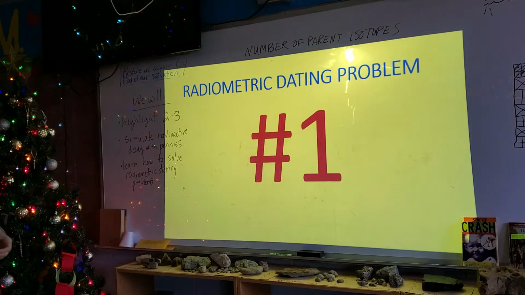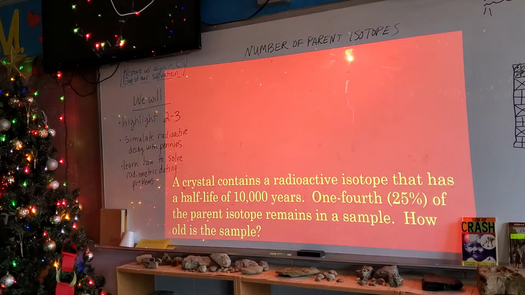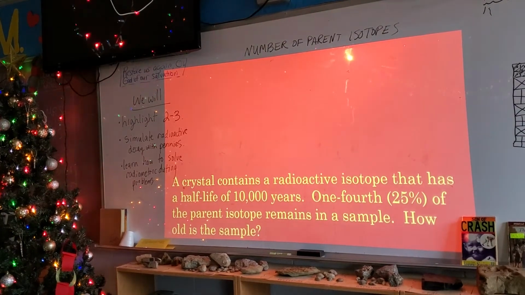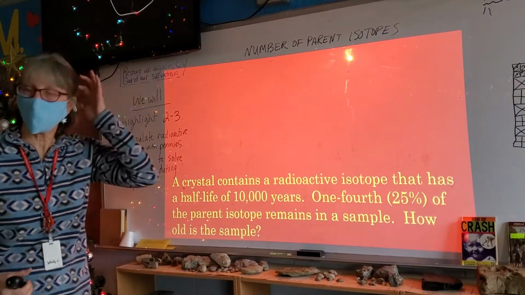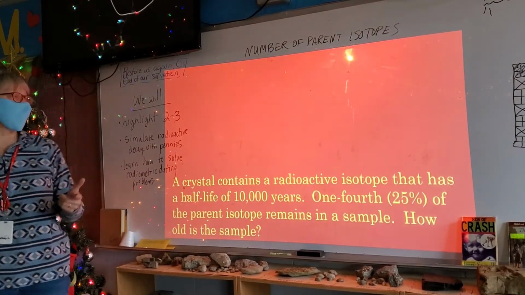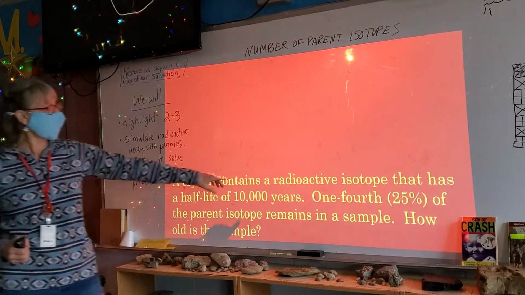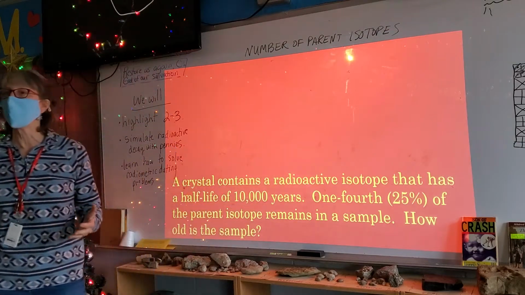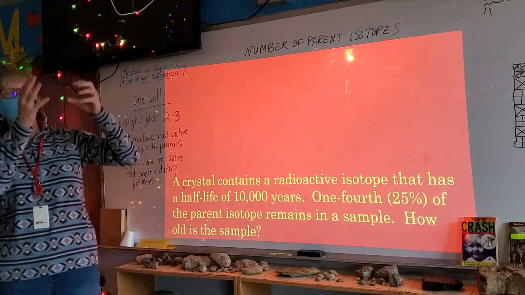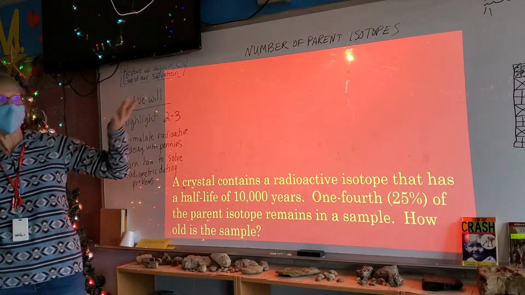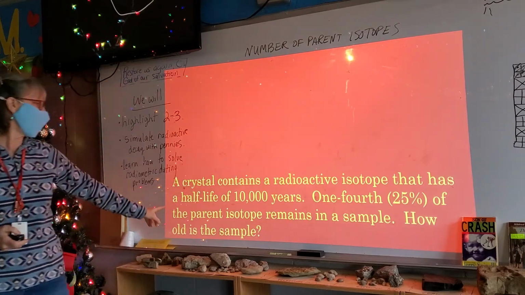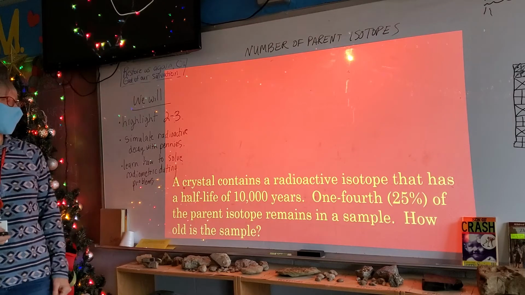Problem number 1. A crystal contains a radioactive isotope that has a half-life of 10,000 years. And to remind you, radioactive means it's unstable. It doesn't want to stay. It wants to go from parent to daughter. 1/4 of the parent isotope remains in the sample. How old is the sample?